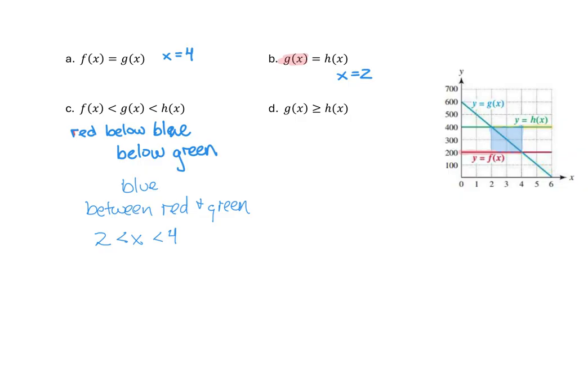Just like we said before in the last video, when we talk about three-part inequalities, we are talking about the middle portion. All right, for part D, we want to know where g of x is greater than or equal to h of x. And so this is going to be blue above green.